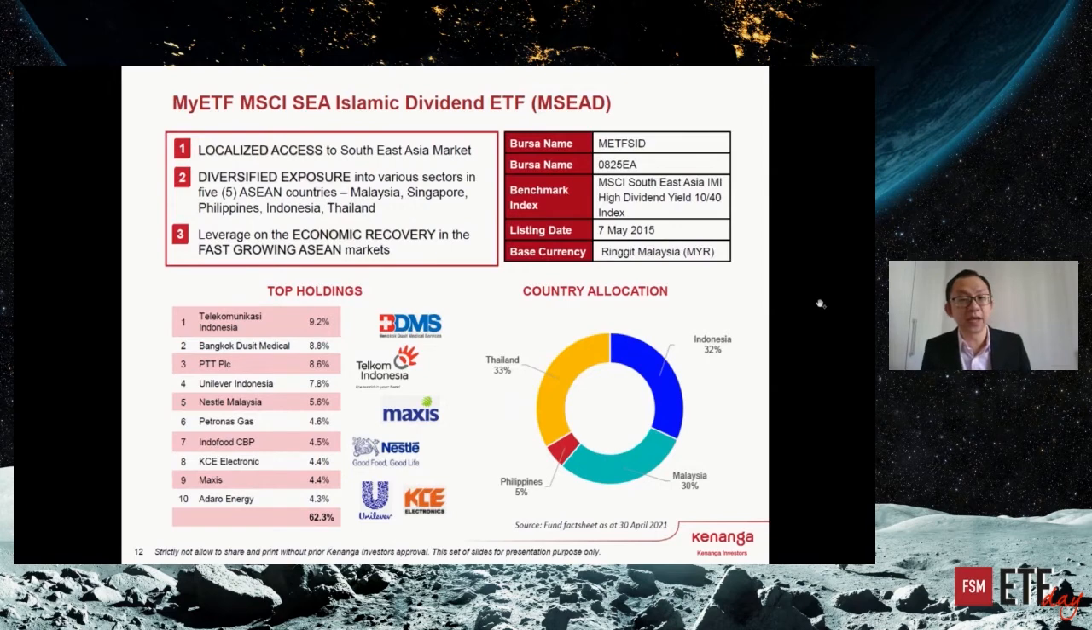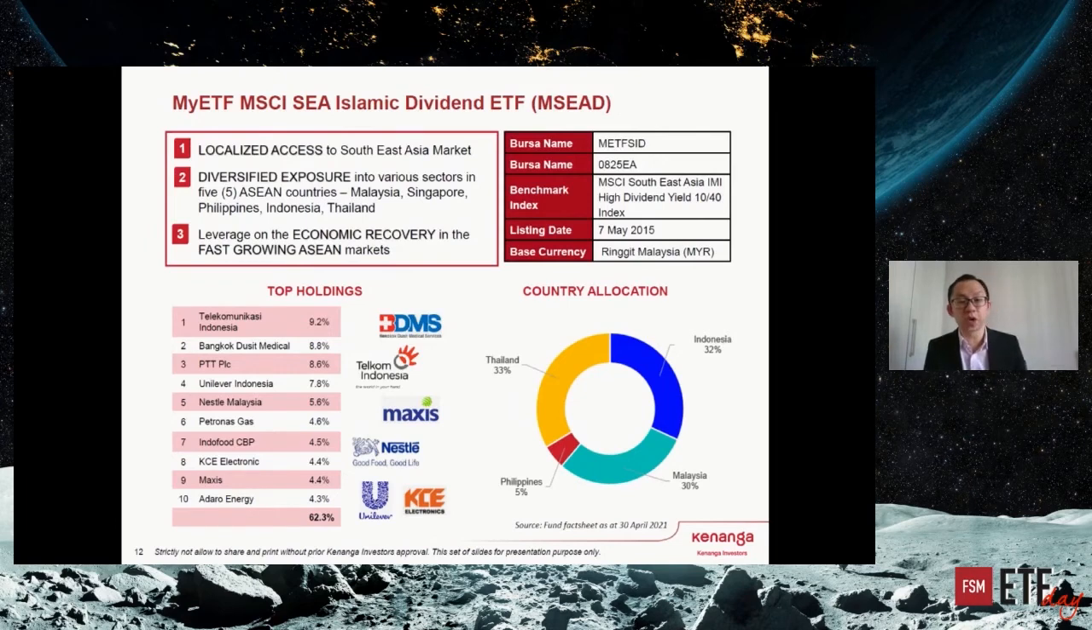Let me share the third ETF that we have here, which is the MSCI Southeast Asia Islamic Dividend ETF. The name itself already tells you that this is a dividend ETF, and the exposure is Southeast Asia. It is similar to the Malaysia-focused one just now, but this is ASEAN-focused. It covers 5 ASEAN countries: Malaysia, Singapore, Philippines, Indonesia, and Thailand.